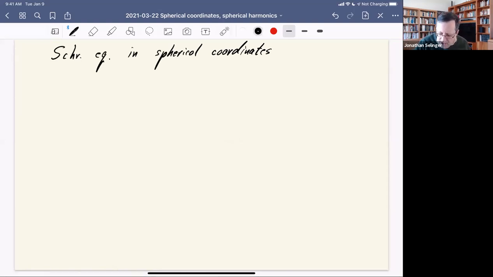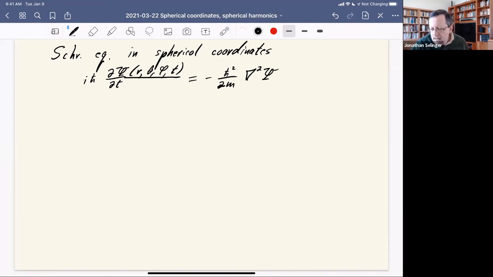So we have that iħ, the partial derivative with respect to time of ψ, which is a function of r, θ, φ, and t, is equal to minus ħ² over 2m times the Laplacian of ψ plus the potential energy times ψ.